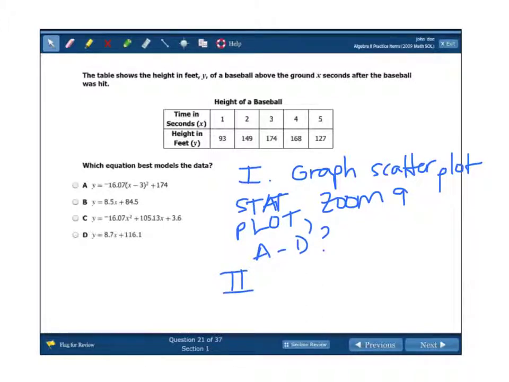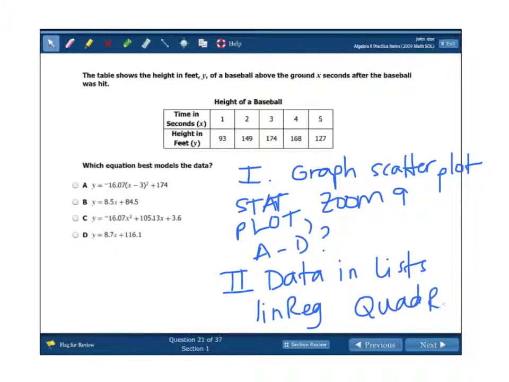Or you get 2 kinds of regression here. You've got quadratic with A and D, and you've got linear with B and D. You can put in the data, okay, data in the lists. And then you can do a linreg and see if it matches B or D, and then you can do a quadreg. And clearly that first one is not in the right circumstance there. You'd have to multiply that all the way out.